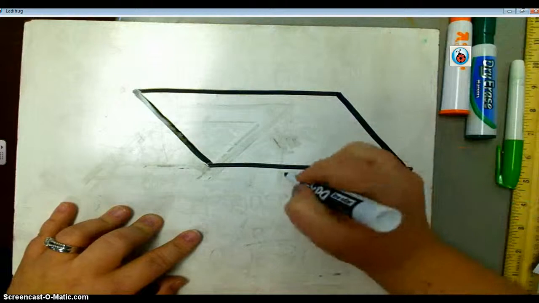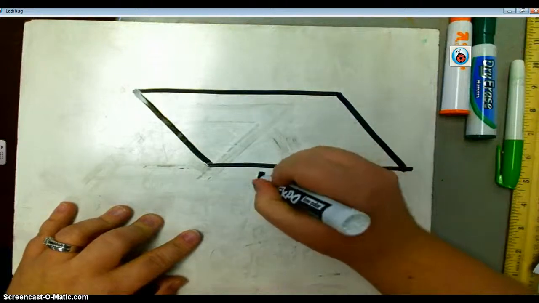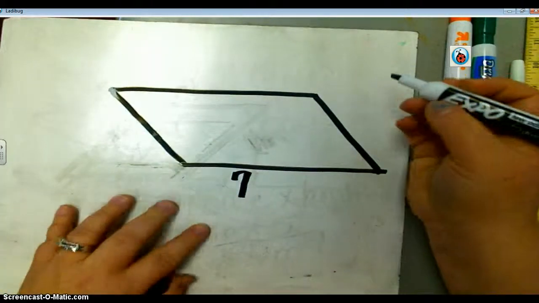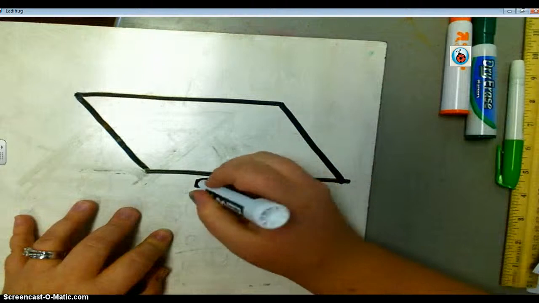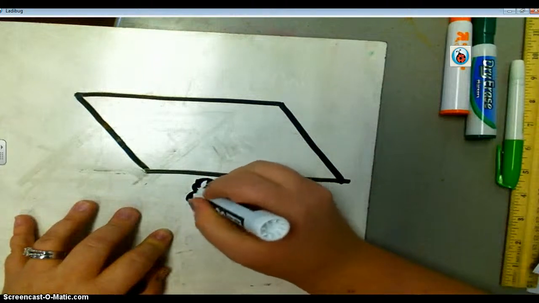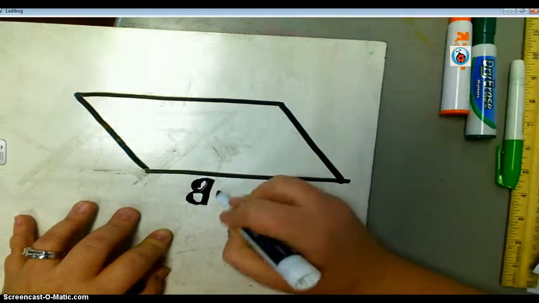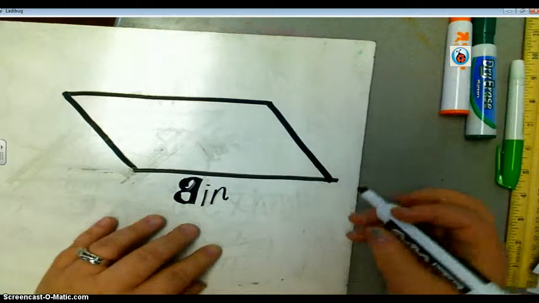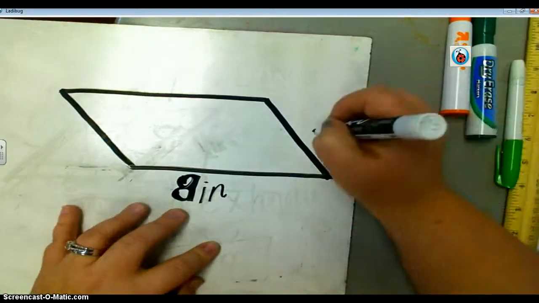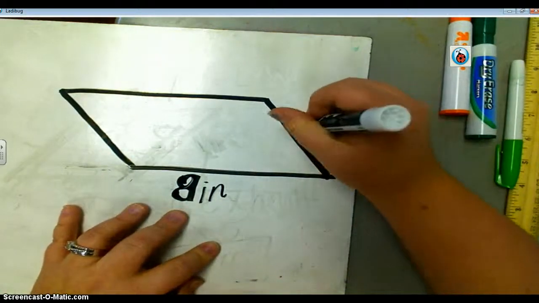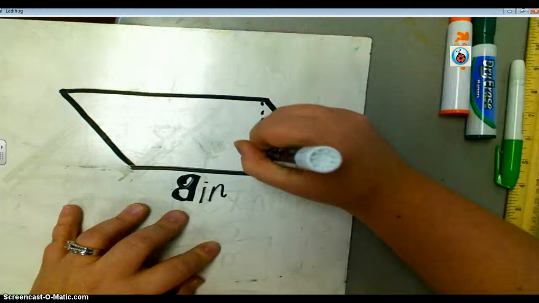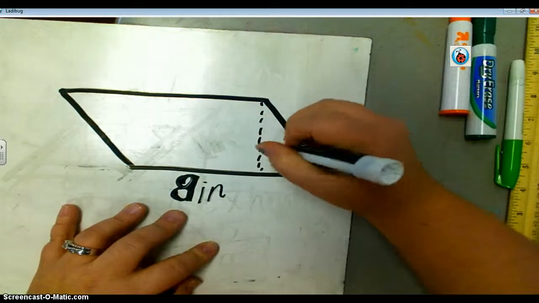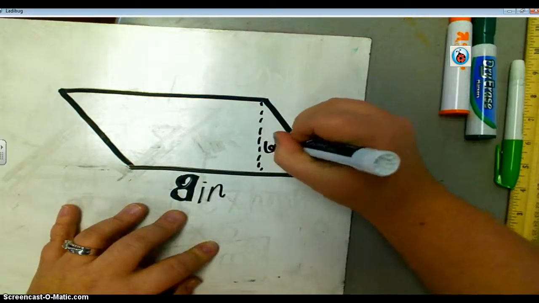Okay, they might say this is 7 and this, let's make this 9. 8. That's an 8. I'm sorry. I don't know my numbers today. That's an 8, by the way. And this is my base, and it is 6 inches.